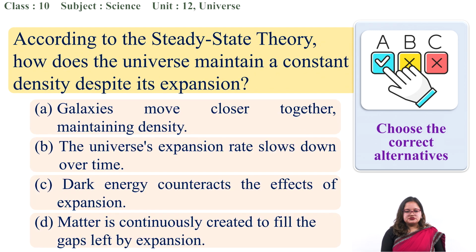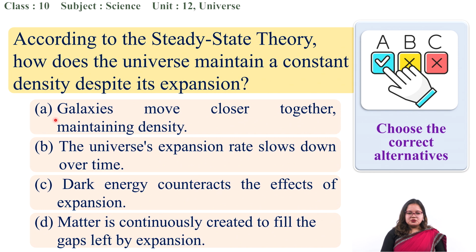Let's go to another question. It is like a follow-up question of the previous one. According to the steady state theory, how does the universe maintain a constant density despite its expansion? Okay, in our previous question we said that steady state theory suggests that the universe is expanding but the average density is constant. So how does it maintain this average density?